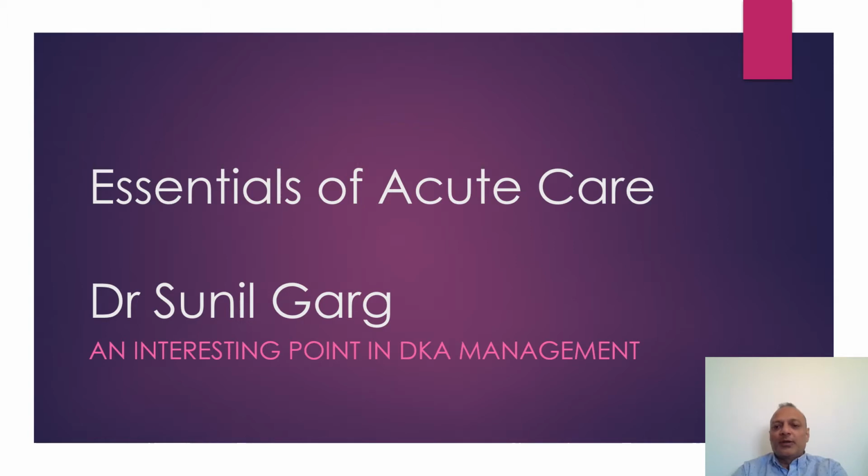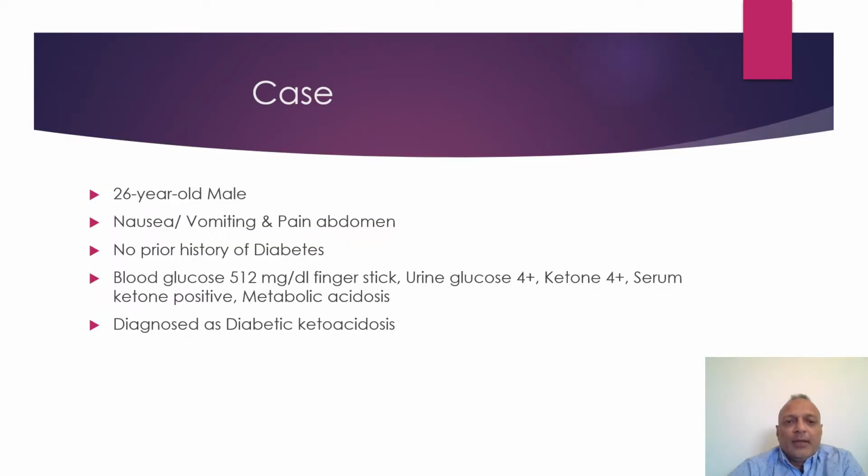Today I am going to discuss an interesting point in the management of diabetic ketoacidosis. Here is the case. This 26-year-old gentleman presented with nausea, vomiting and pain abdomen. Though there was no prior history of diabetes, we made the diagnosis of diabetic ketoacidosis in this patient on the basis of high blood sugar level of 512 mg per deciliter, presence of urine glucose 4 plus, ketone 4 plus in the urine, and positive serum ketones and presence of metabolic acidosis.